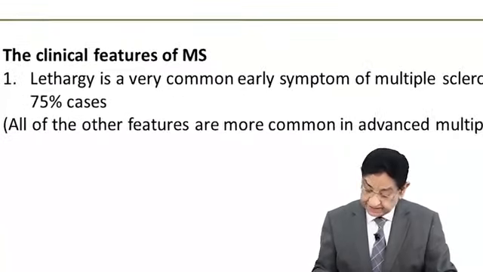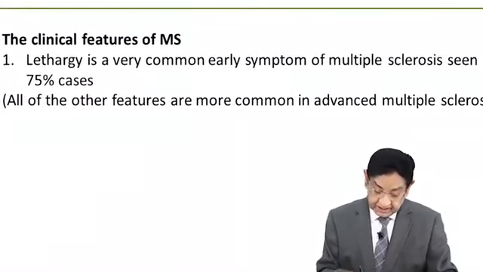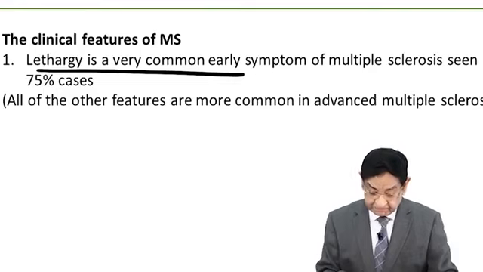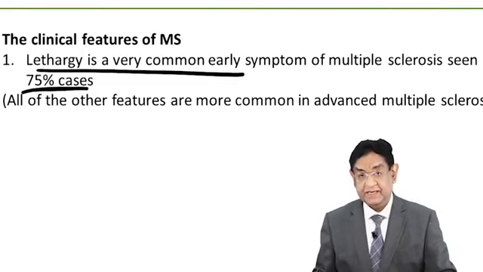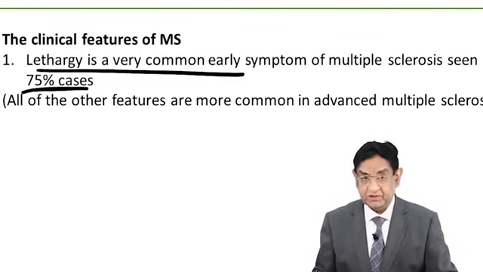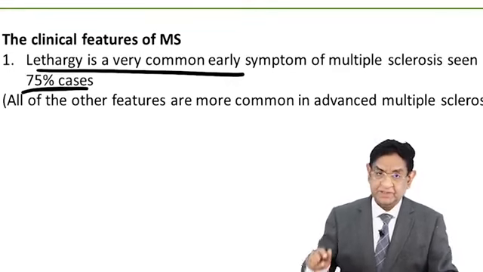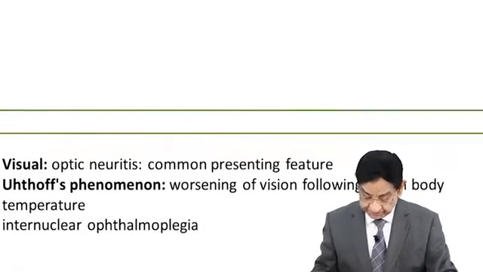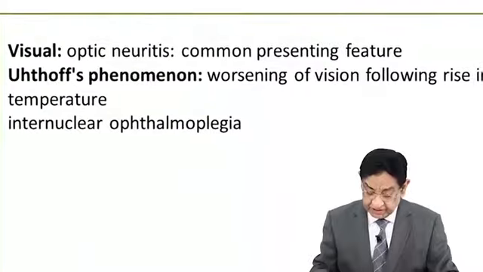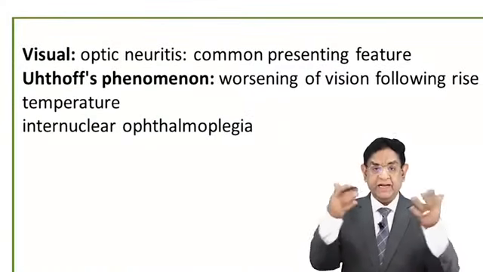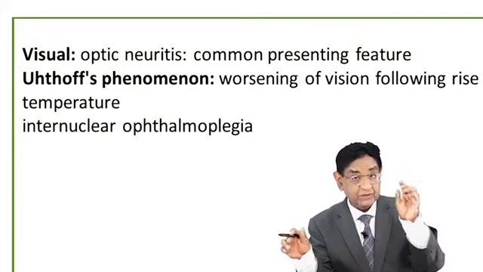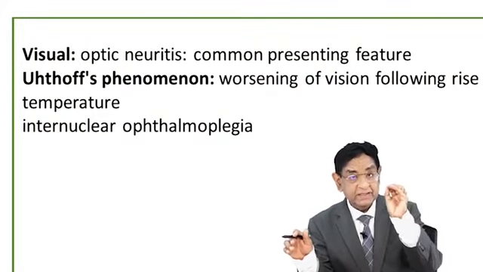Well, as I told you, lethargy is the most common early feature, seen in 75%. As I mentioned previously, other features can occur in a patient of multiple sclerosis, but they occur late. They are never an early presentation. So now let us see the usual features that we are likely to see in a full-blown patient. Of course, I did mention the Charcot triad.